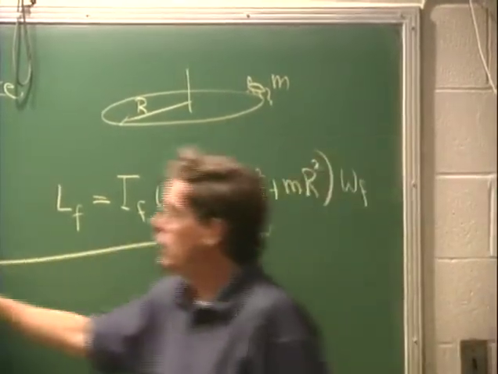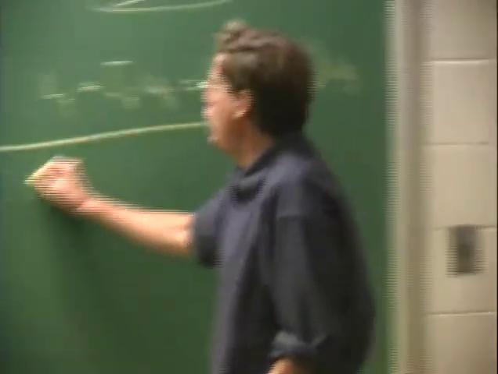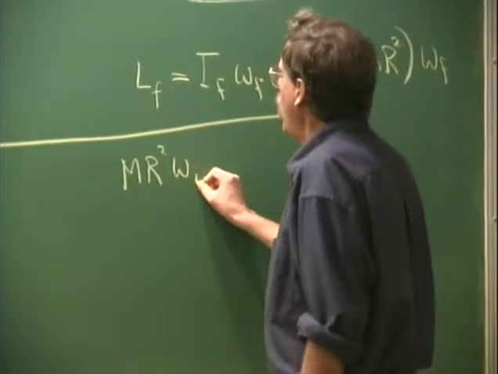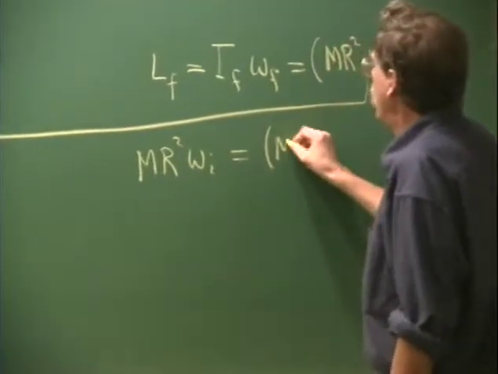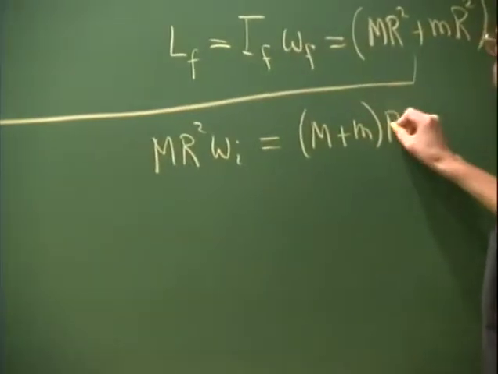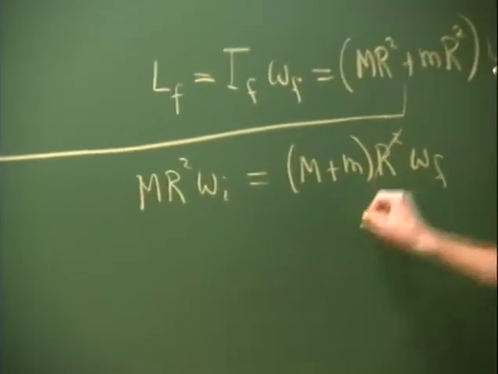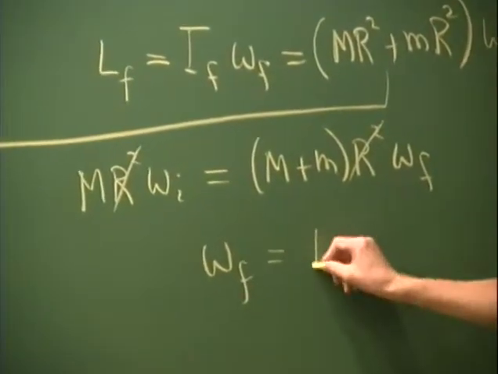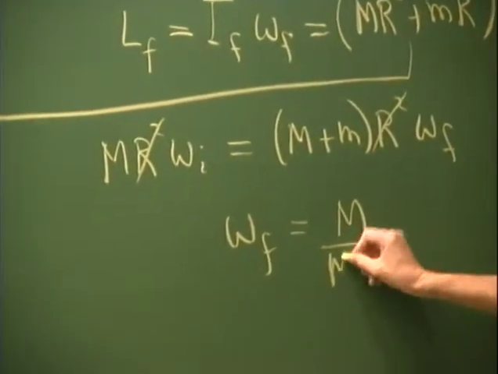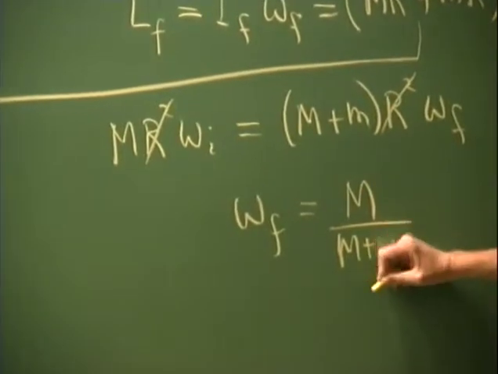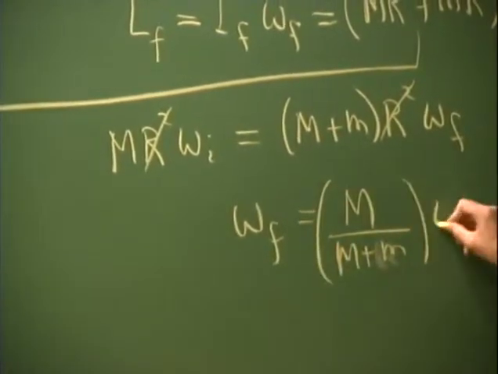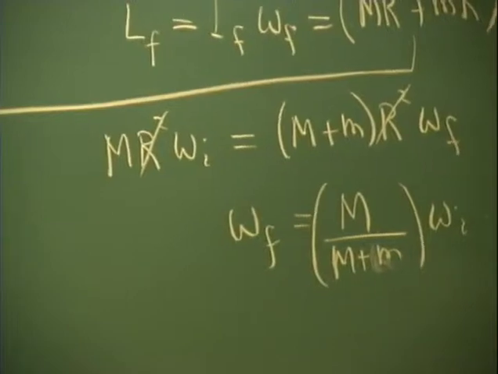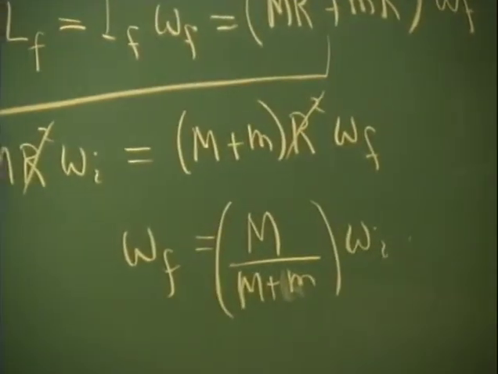I set those two equal to each other. There's conservation of angular momentum, no torque, nothing to slow this thing down or speed it up. So M r squared omega initial is equal to M plus little m times r squared omega final. The r squared cancel, and I get omega final is equal to M over M plus little m times omega initial. So there's a typical problem in conservation of angular momentum.